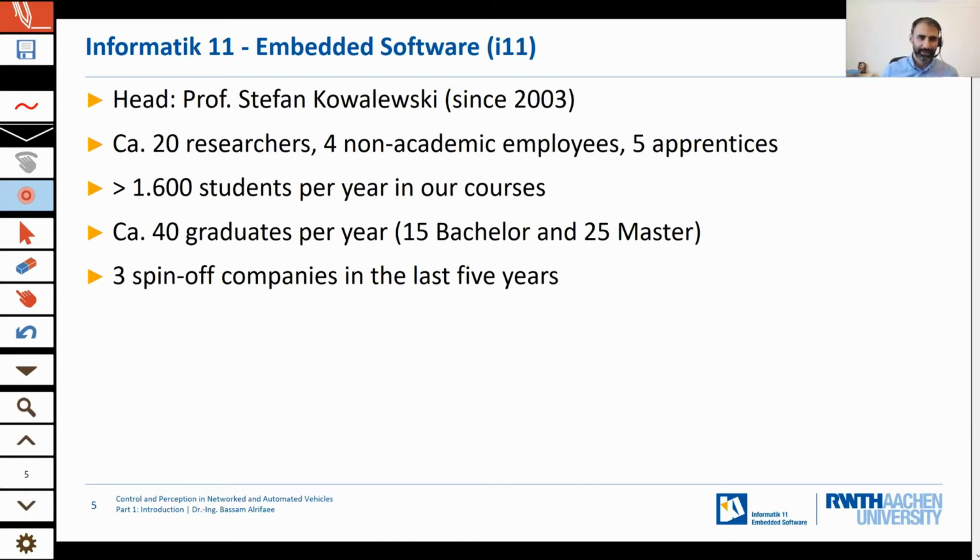Our head is Professor Stefan Kowalski, and we have around 20 researchers. Our researchers are from computer science mainly, but also from other disciplines like mechanical engineering, especially automation engineering, electrical engineering, and so on. I think it's enough. You can read the other facts if you are interested, or go to our website.